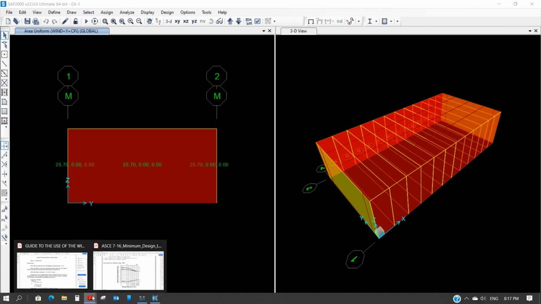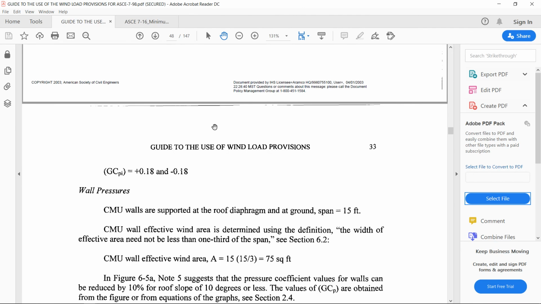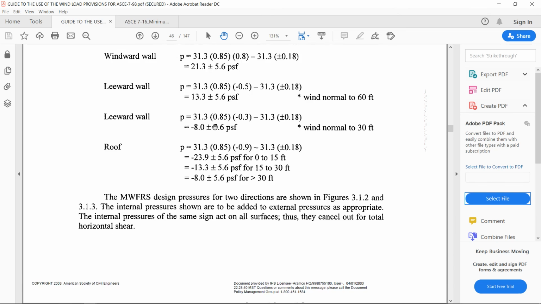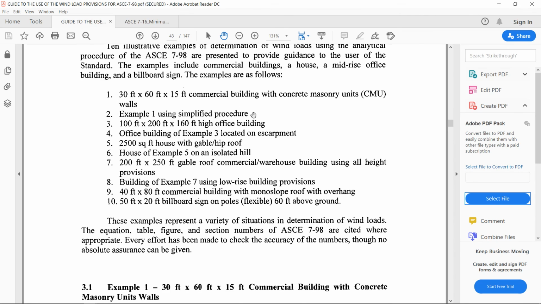In this book which I selected, there are so many examples. Basically, this is a very comprehensive book. There are 10 different examples, and I'll try to go one by one. For example, this second example is using the same building but with the simplified procedure. Then the third is a different building, a high office building where height is 160 feet, so there is a different condition. The same office is used and located on an escarpment.